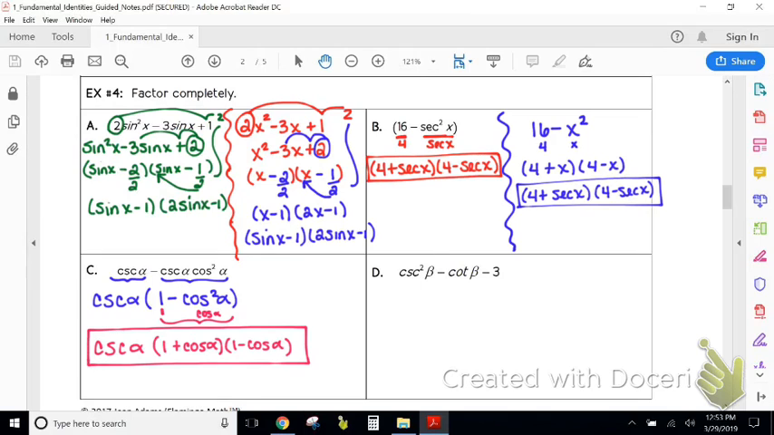So let me guide you a little bit here. If cosecant squared, if I could change that into a cotangent squared somehow, then I could factor this. So is there any identity that relates cosecant squared with cotangent?